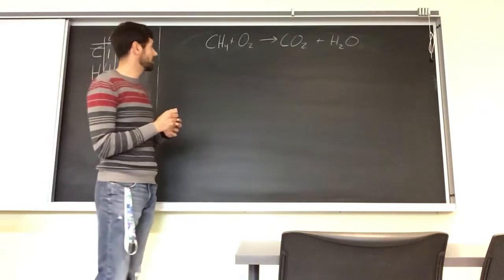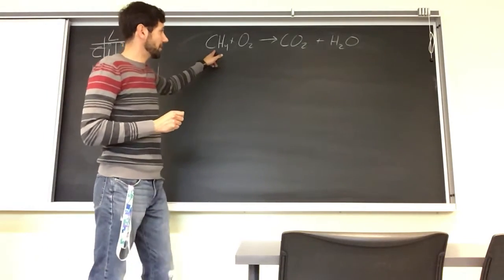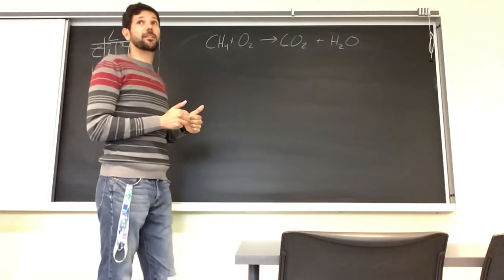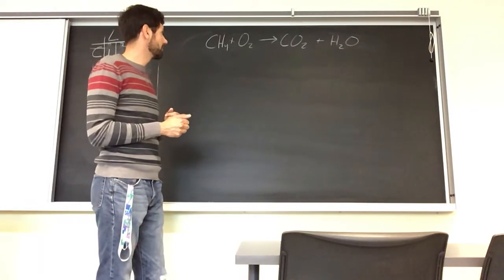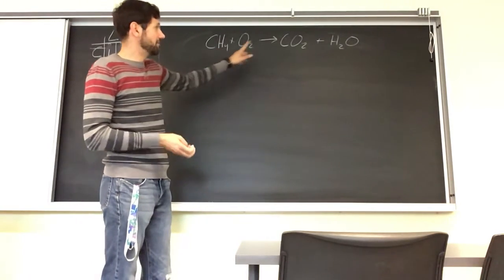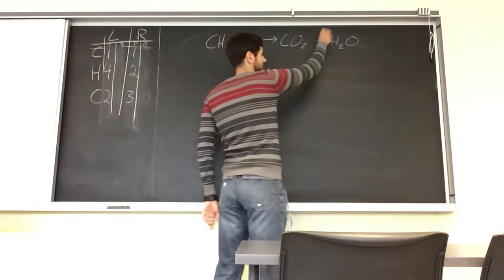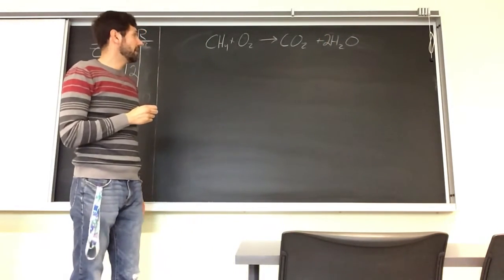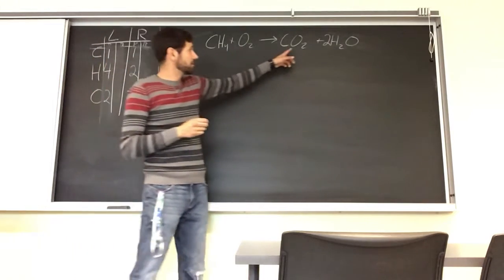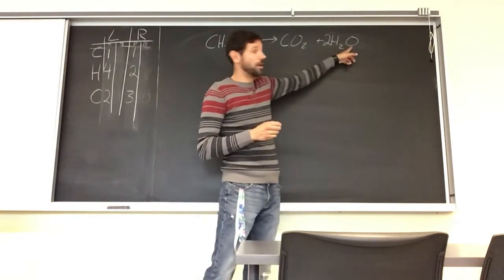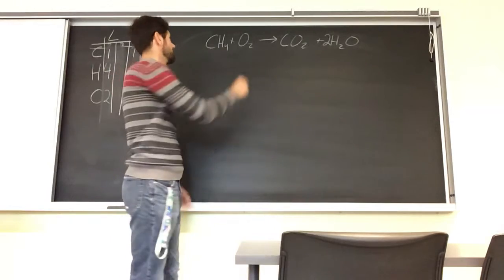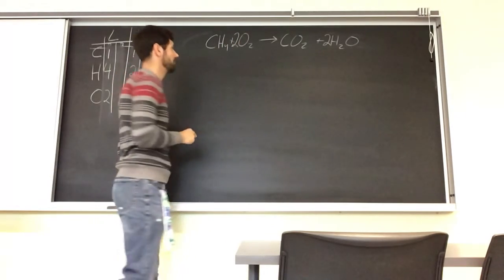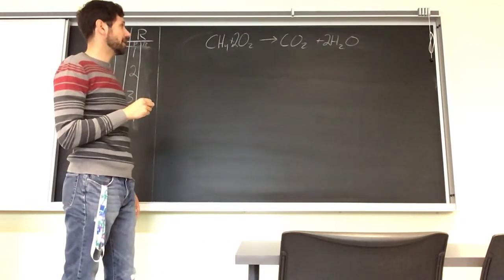Okay, so let's go ahead with this one. 1 carbon on the left, 1 carbon on the right. That's already balanced, no need to add any coefficients there. 4 hydrogens on the left, 2 on the right. That's a pretty easy fix. 2 times 2 gives us 4, so now 4 on each side. And now 2 oxygens on the right, 2 plus 2 times 1, so 4 oxygens on the left. Placing the coefficient 2 in front of oxygen gives us 4 on each side.